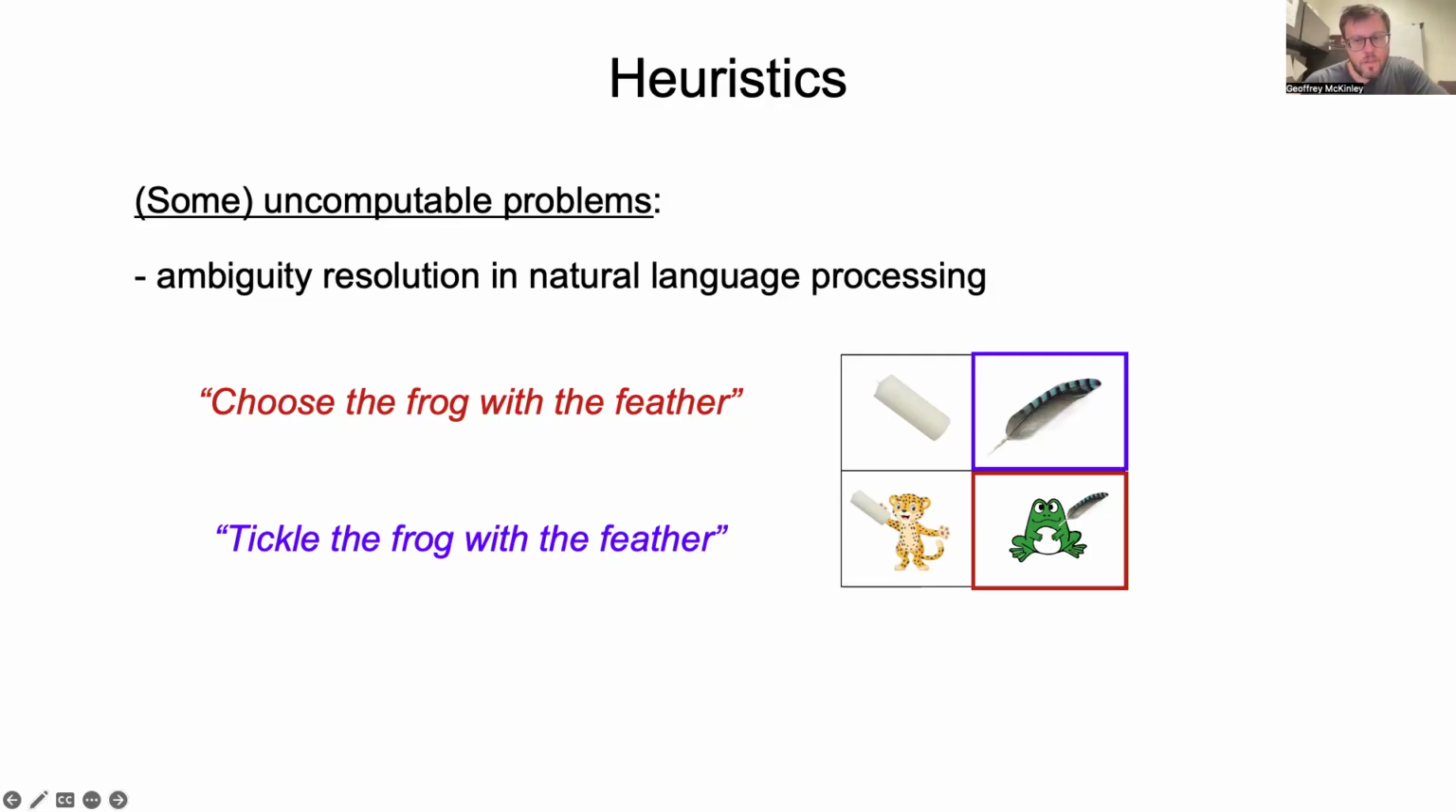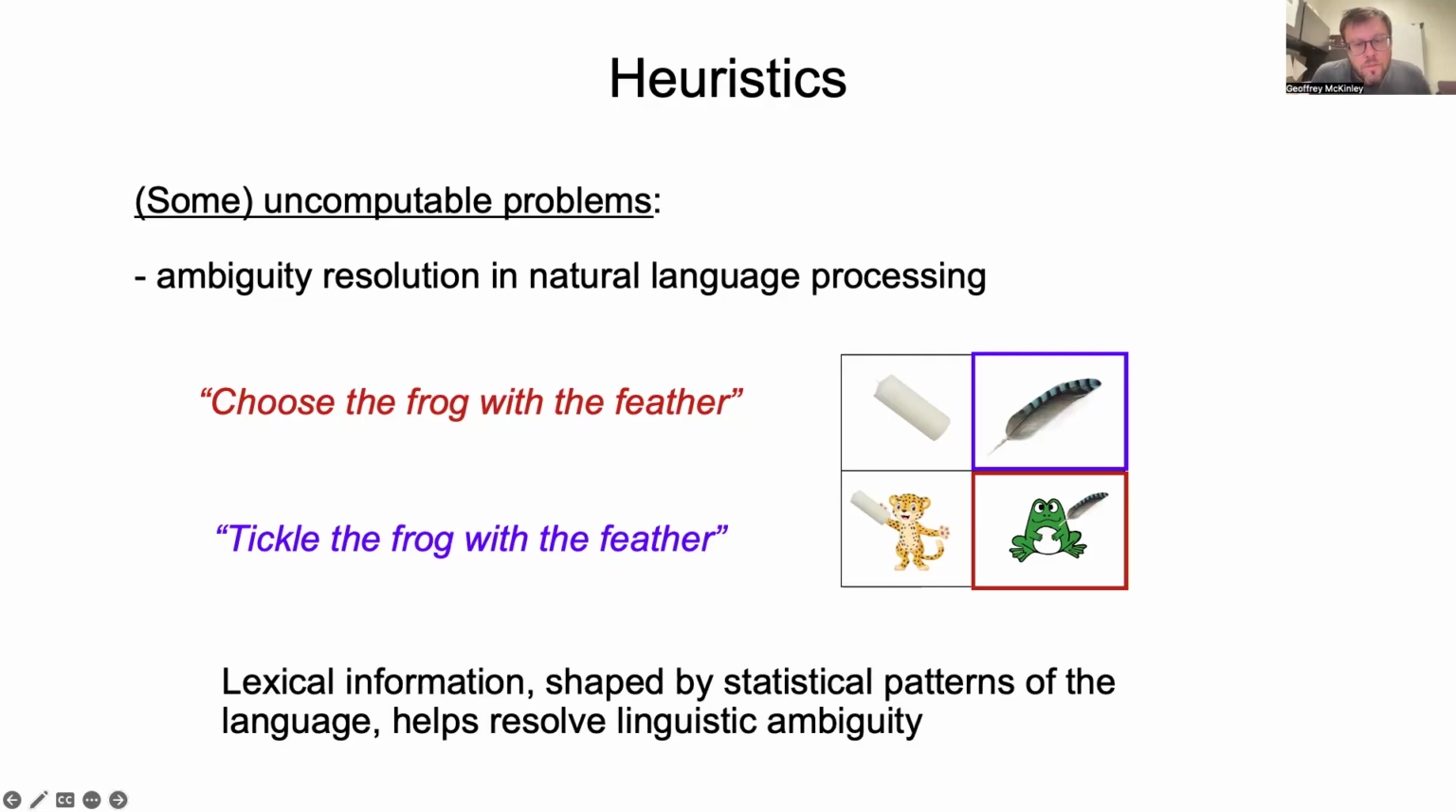In contrast, the verb tickle is a little bit more intuitive. The verb tickle has developed a bias that encourages people to interpret the prepositional phrase with the feather as an instrument that should be used. So the verb choose has a modifier bias, and the verb tickle has an instrument bias, just because of how those verbs are typically used. And so this lexical information is shaped by statistical patterns of the language, which helps resolve linguistic ambiguity. Okay, in the next video, we'll talk about referent indeterminacy and learning new words.